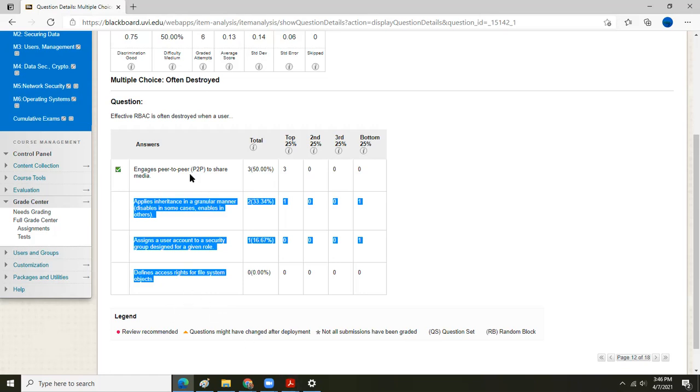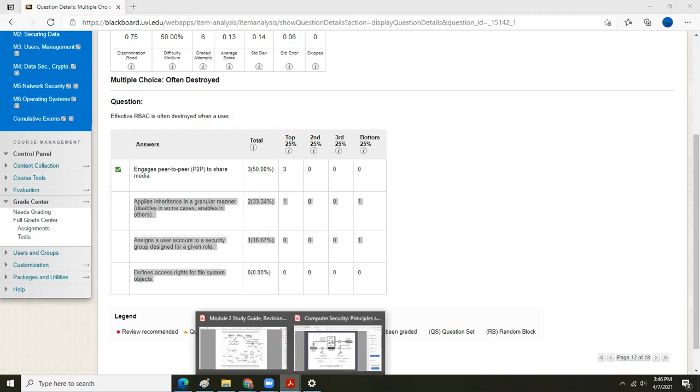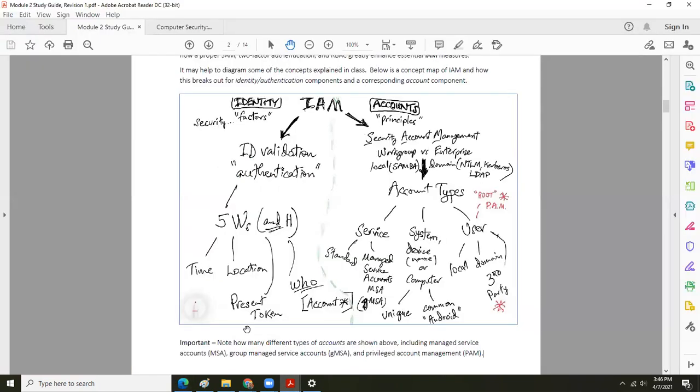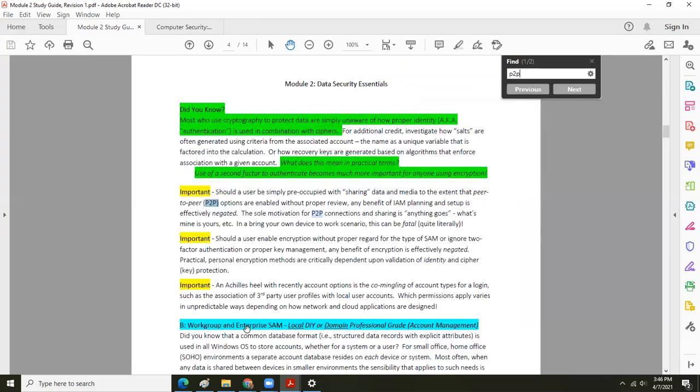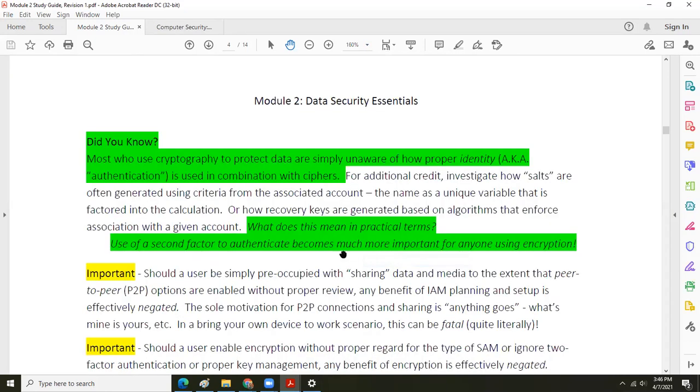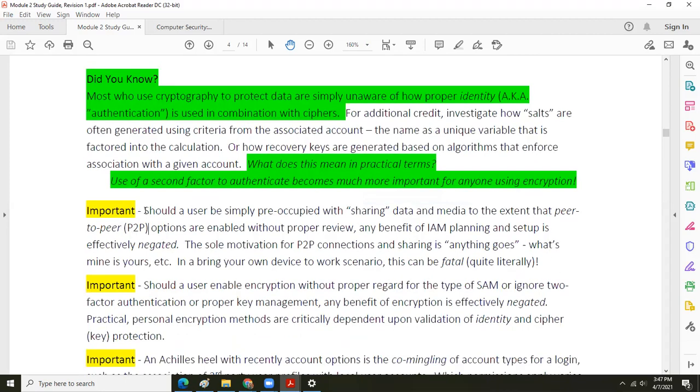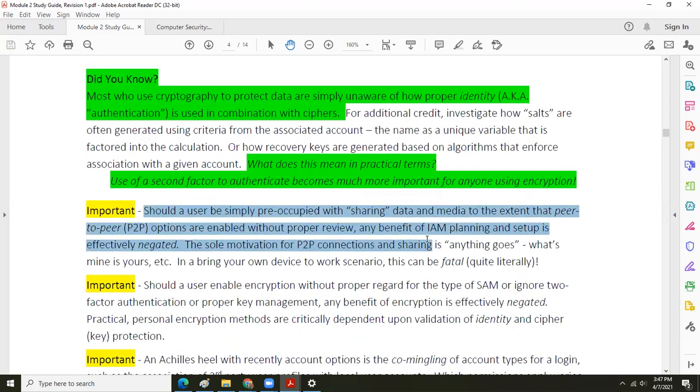In your study guide, it says if you do peer-to-peer, you might as well hang it up. Does everybody remember this? Should a user be simply preoccupied with sharing data and media to the extent that peer-to-peer options are enabled without proper review, any benefit of IAM planning and setup is effectively negated. That means it's canceled out.